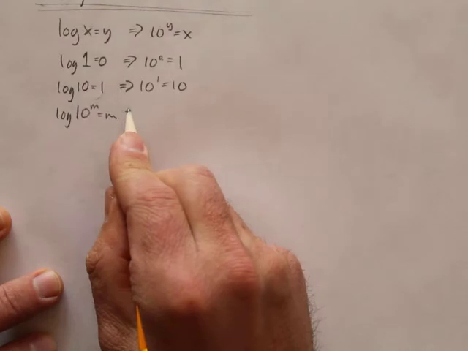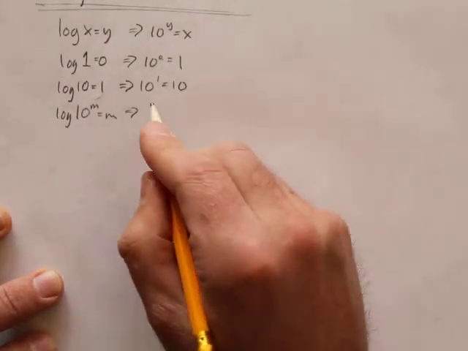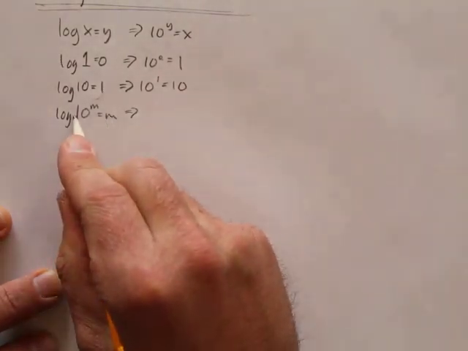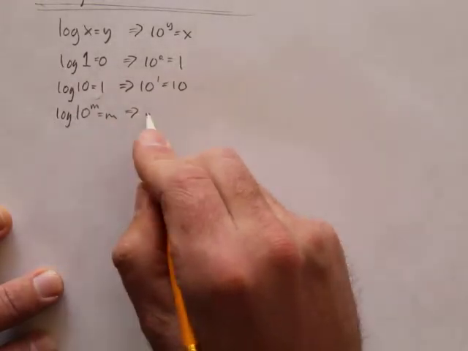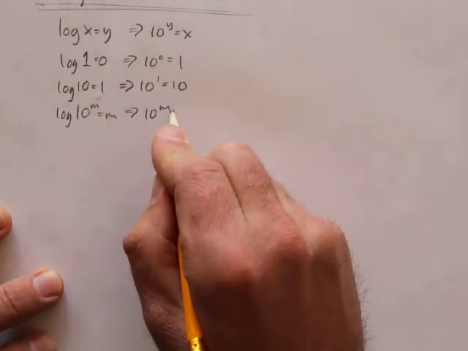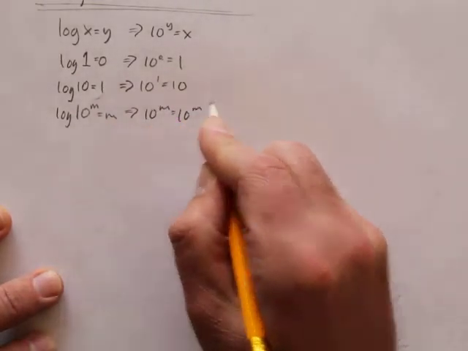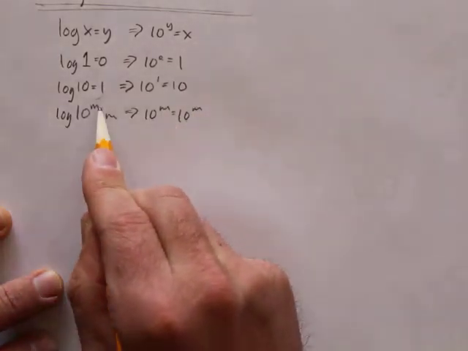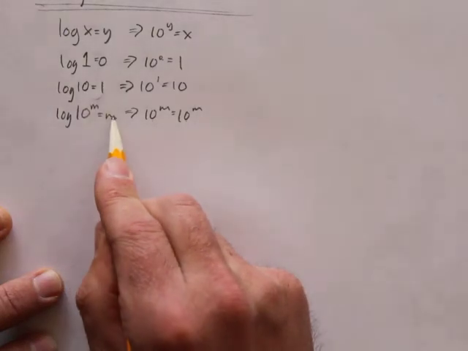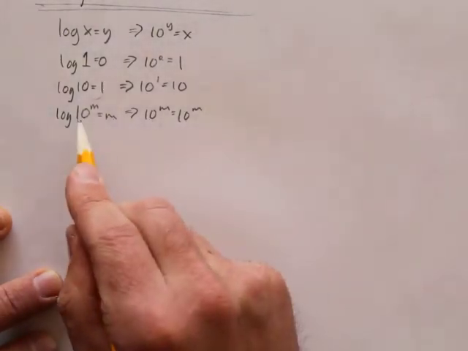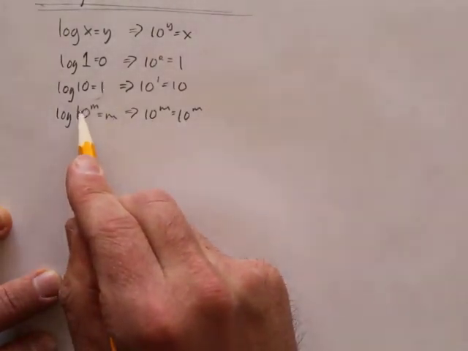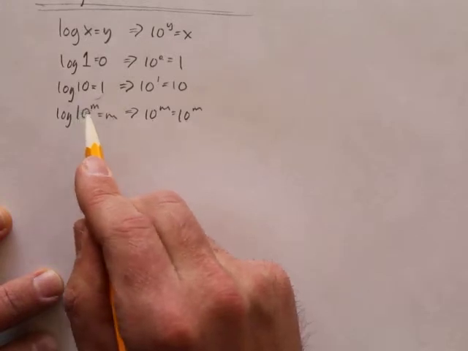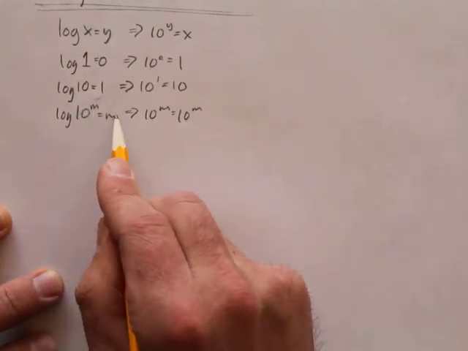Why is that? Because if I were to jam this m up in here, then I would get 10 to the m power equals 10 to the m power. Notice both bases are the same, so m equals m. So whatever m is going to be my answer here. Log base 10 of 10 to the m power equals m.